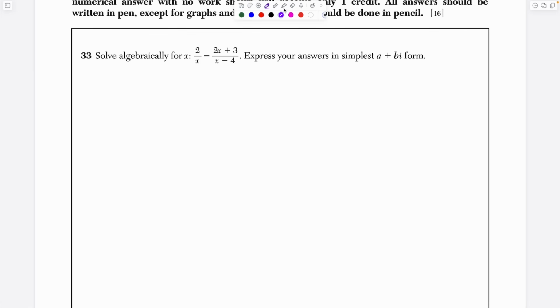So for this one, what I like to do first is say what x can't be. Since we have x's in the denominator, for the first fraction we can't have x equals 0, because then we would have division by 0. So this solution is just not possible. And if x minus 4 equals 0, that would occur when x is equal to 4. So we can't have x equal to 4, because once again, division by 0 is no good.